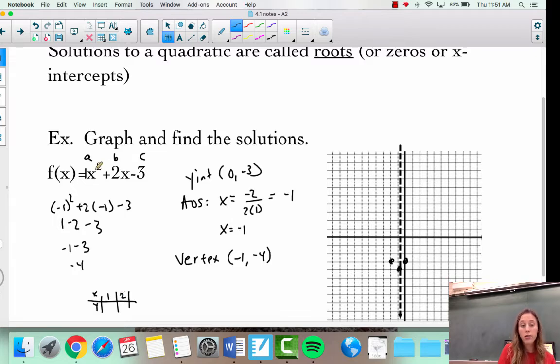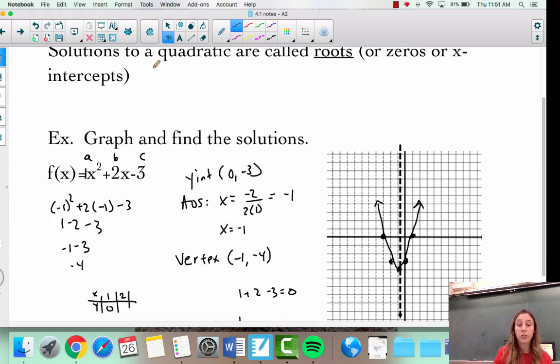If I plug in +1, I get 1 plus 2 minus 3. So that's 3 minus 3, which is 0. So the point 1, 0, which would mean it matches on the other side. And actually I don't even need my other points because now I have 5 and I can go ahead and graph. So there's my graph.